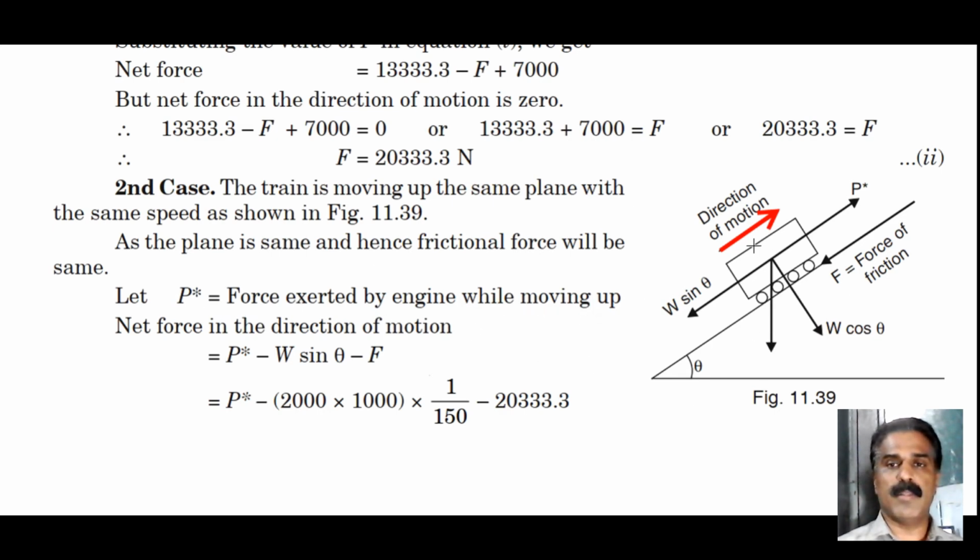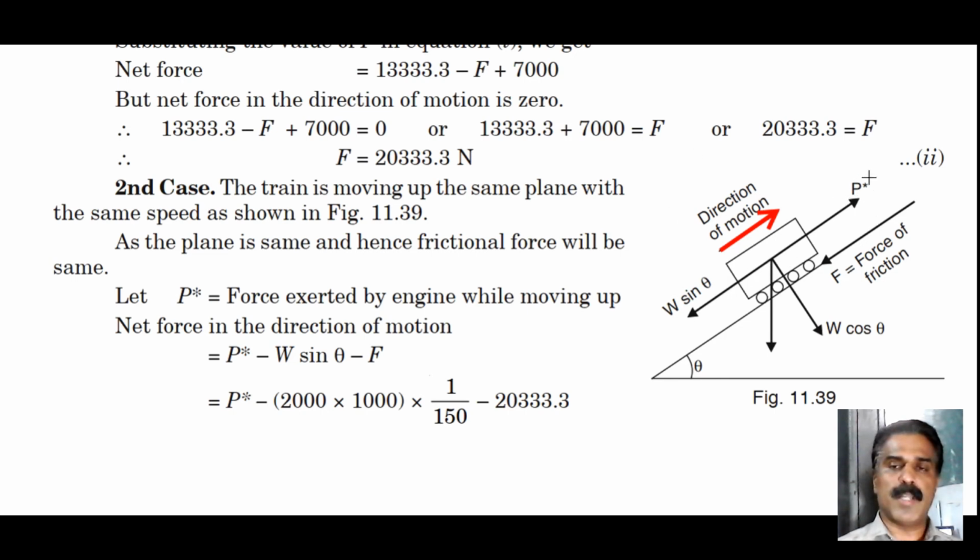So let P star equal the force exerted by the engine while moving up. In this case, the force P is assumed as P star. So that is equal to the force exerted by the engine while moving up. So as in the previous case, what will be the net force in the direction of motion, parallel to the plane?